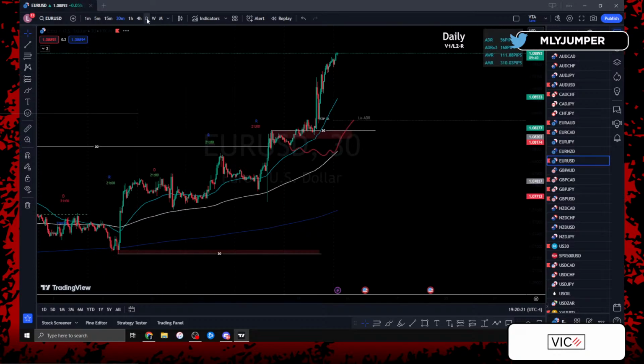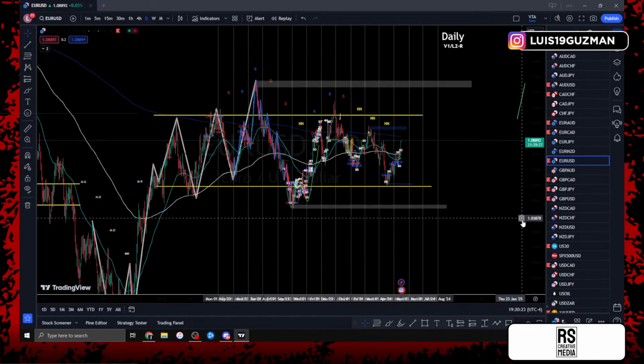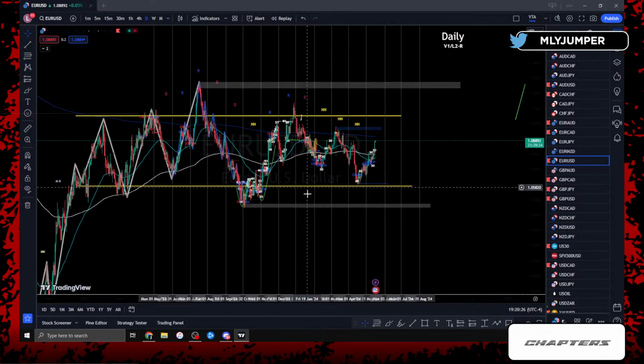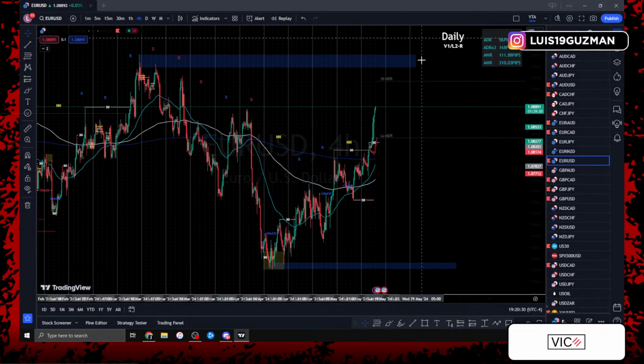EURUSD daily time frame, again, we're in the middle of consolidation. Not the best place to look for a trade, but it's looking good. At the bottom, we started drifting to the top. Just amazing. It's exactly what we want to see.